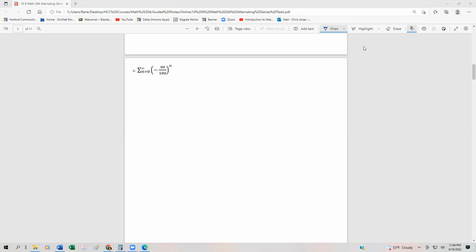However, let's go ahead and see if we can determine, first of all, whether the terms are decreasing, and then secondly, whether the limit is going to go to 0. All right, so we're going to say that a sub k is going to be equal to 99 over 100 to the kth power. We just get rid of the minus because we know that if n is odd, we're going to have a negative term. If n is even, we're going to have a positive term as part of the sum. So let's just see what happens when k equals 0, k equals 1, k equals 2, k equals 3.